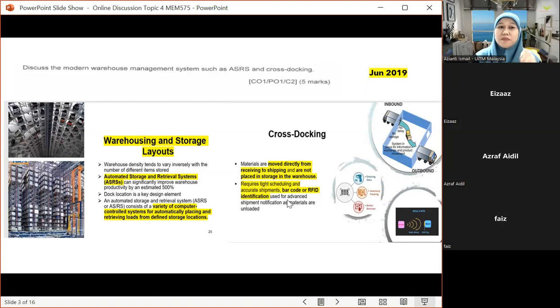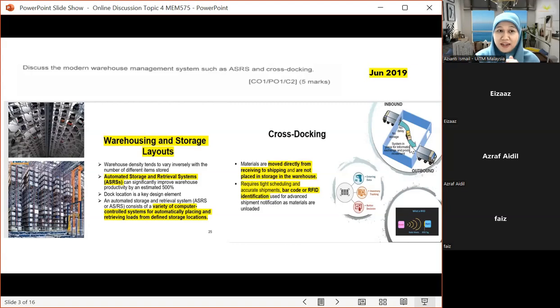Okay, tapi sebelum penukaran barang tu berlaku, they need a very good scheduling. Sebab lori tak nak tunggu lama-lama. Lori sampai dengan lori yang ambil, dia memang have a very good timing. So that's sebab ada lori lain tengah beratur nak masuk. So the cross-docking punya concept is material are moved directly from receiving to shipping, dan tak ada pun dia duduk lama dalam warehouse. Paling lama pun one day. Sebab dia tak ada racking system. Dia tak ada macam ASRS.